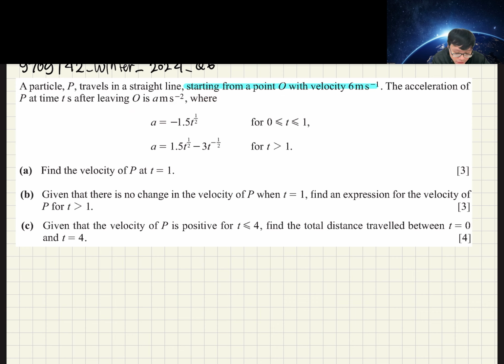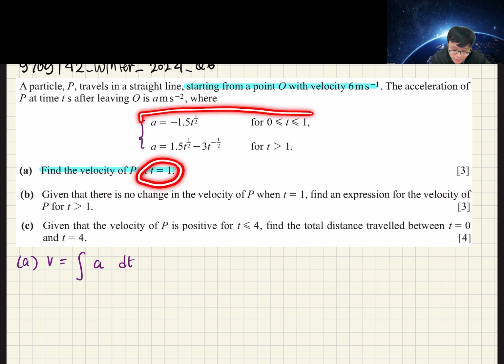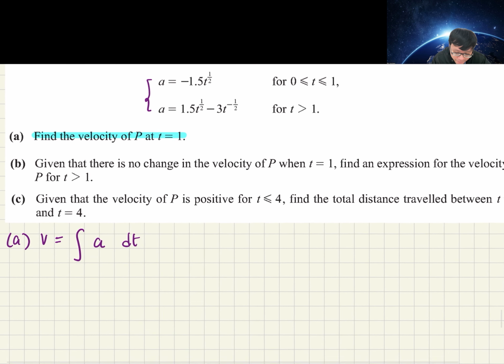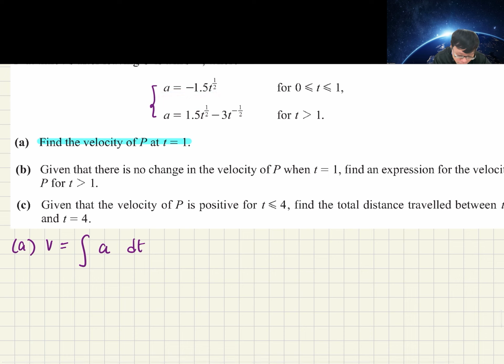The question is, find the velocity of P at time t equals 1. So how to find velocity from acceleration? We integrate. So v equals the integral of a dt. But we have two different formulas for a. Which one do we use? When time equals 1, this formula applies because there is an equal sign here, right? So that means we have to integrate this one. So you get the integral of minus 1.5 t to the power half dt.